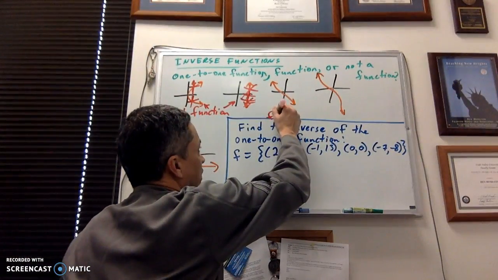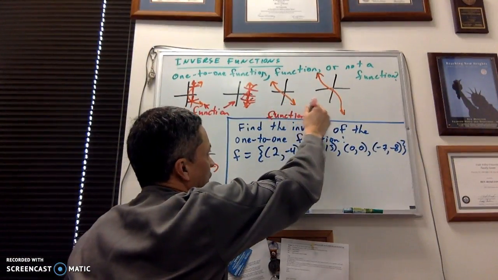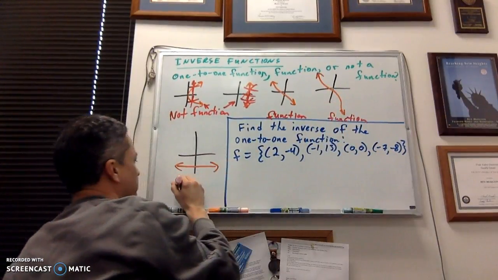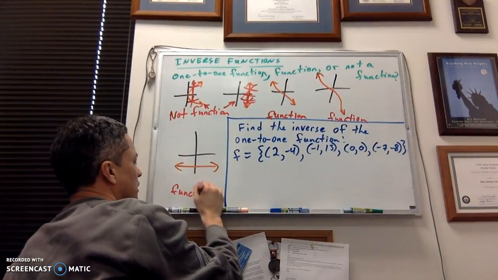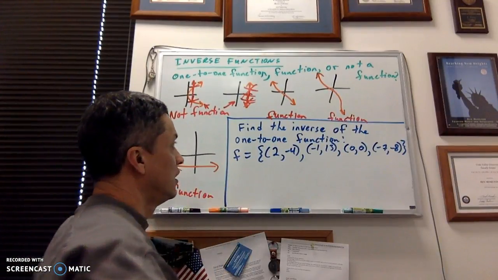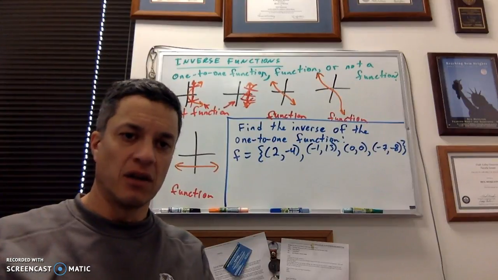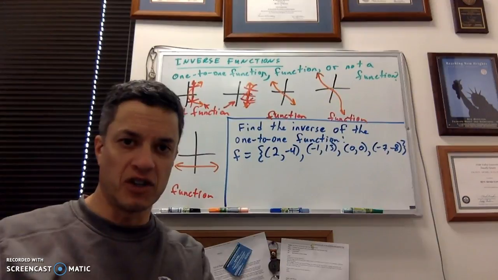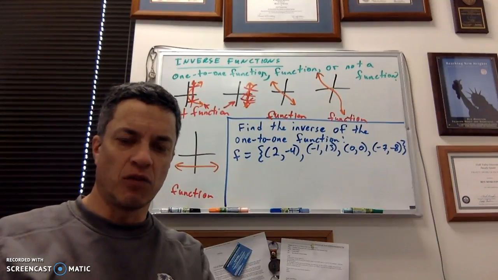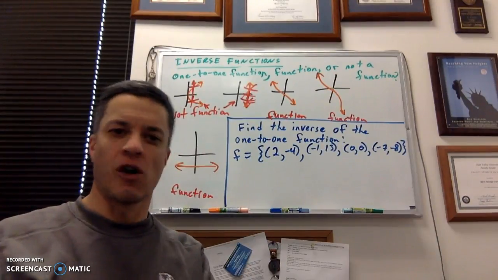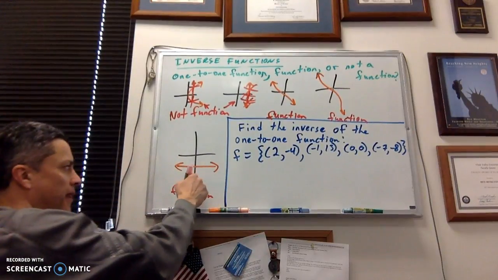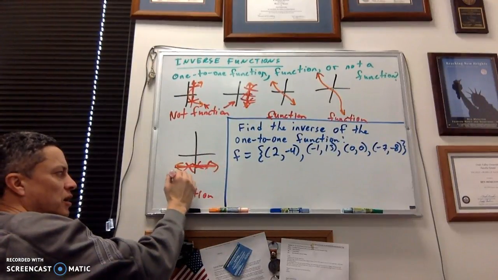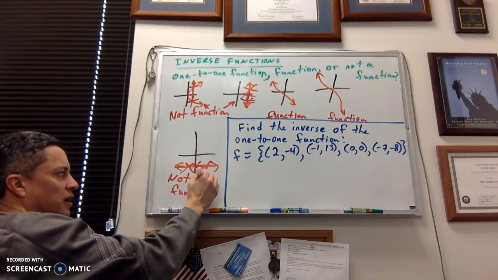So I'm going to say function here, and here, and here. Now, of these three, which one do you think is not going to be a one-to-one function? If you're picking the one right next to my ear, you're right, this guy. It's going to fail the horizontal line test in a whole bunch of places, so it's not one-to-one.